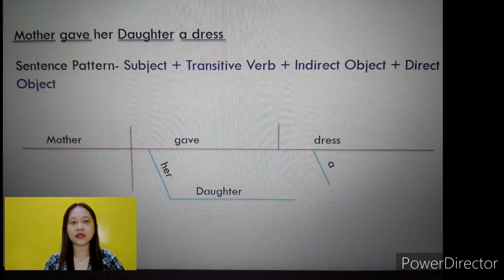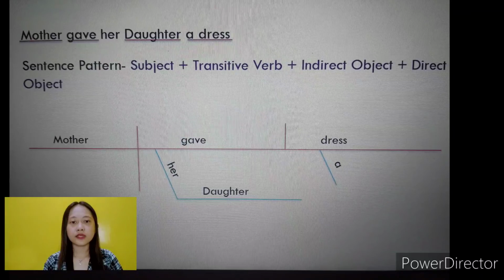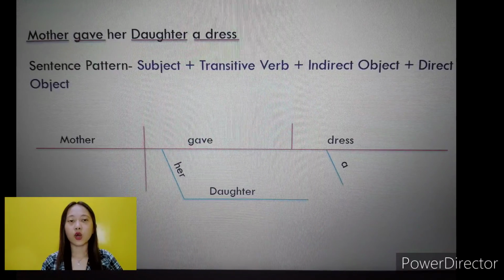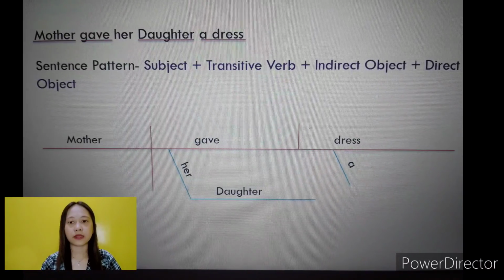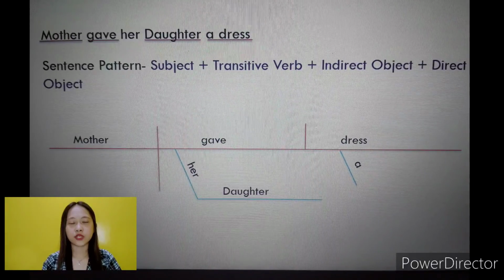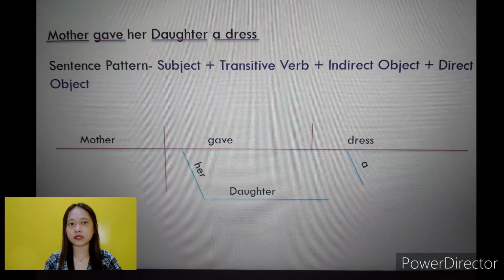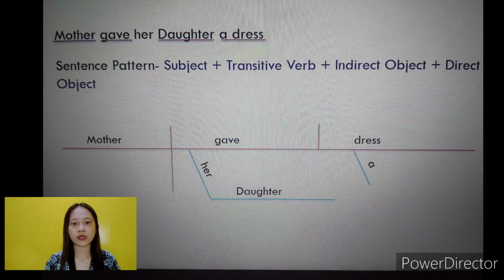So, in the last sentence, mother gave her daughter a dress. This indicates that there is one simple sentence and also an STVIODO sentence pattern. Start to draw a horizontal line and write the subject and verb. The subject is mother and the verb is gave. Draw another vertical line for the direct object, dress.